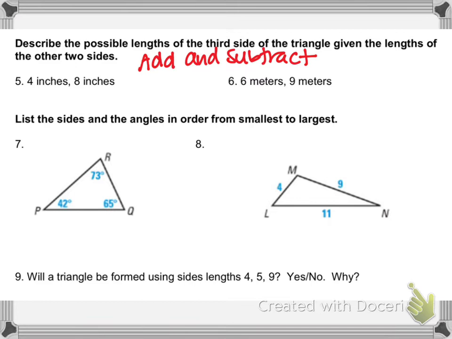So number 5, if I subtract 8 and 4, it's 4. If I add them, it's 12. So the way that we write this is 4 is less than x is less than 12. Basically, if you read it backwards, it says x is greater than 4, and if you read it forwards, x is less than 12. So it's got to be more than 4, but it has to be less than 12. Okay, and these will be more like multiple choice questions on the test, but you're going to have to know to add and subtract those numbers.